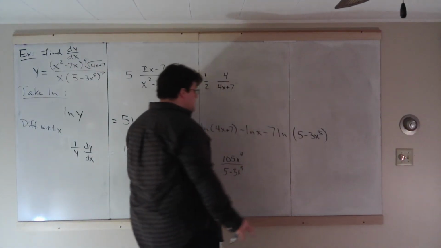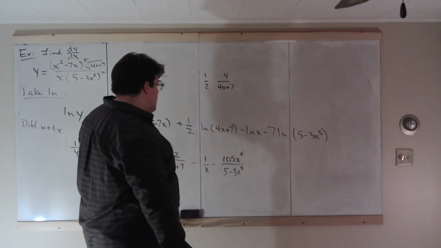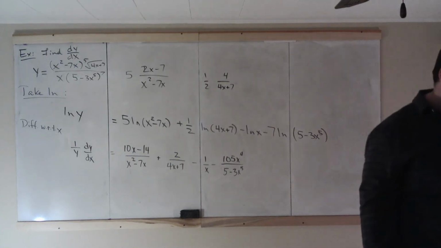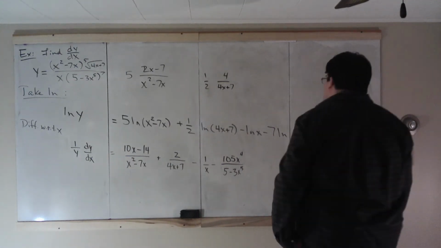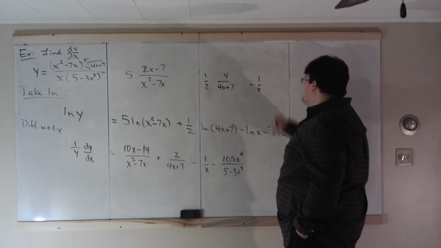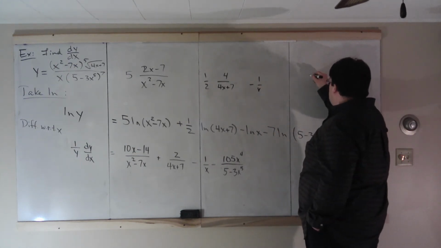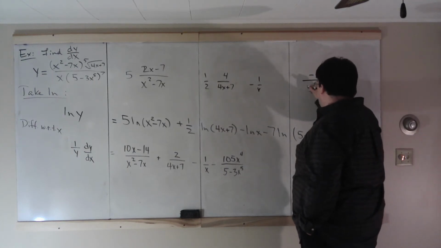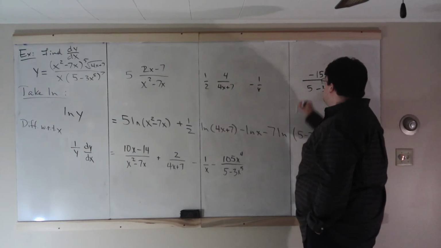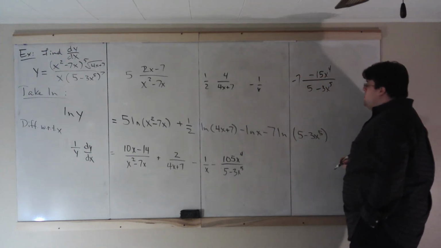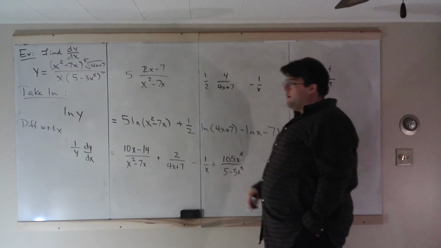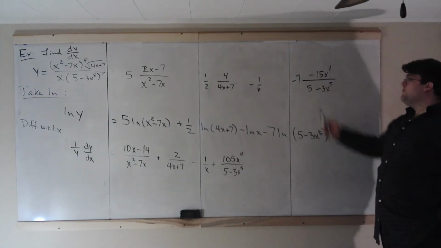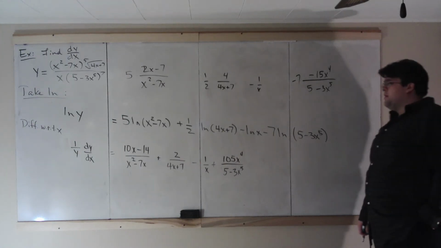Over here, oh, look at that. I made a mistake, didn't I? I did it correctly in my notes. Here, we just get negative 1 over x. And here, what do we have? We have negative 15x to the 4 over 5 minus 3x to the 5th, all times a negative 7. Unfortunately, it's not the type of mistake where you'll have to erase anything. So that should be a positive 105x to the 4 all over the bottom.